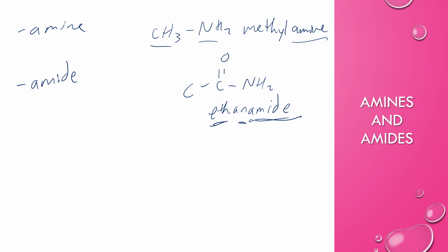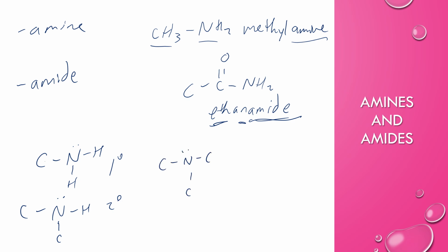So if I have, I'll just use C. So if I have that, remember nitrogen can form 3 bonds. If I just have 1 carbon attached to the nitrogen, that is called a primary amine. If the nitrogen has 2 carbons attached, that is called a secondary amine. And if I have all 3 places taken up by carbons, that is a tertiary amine.